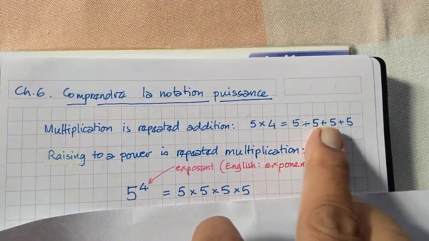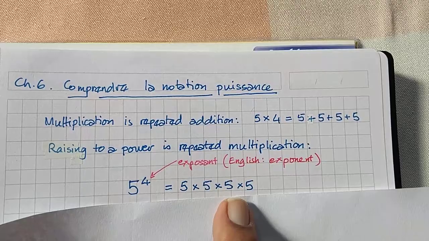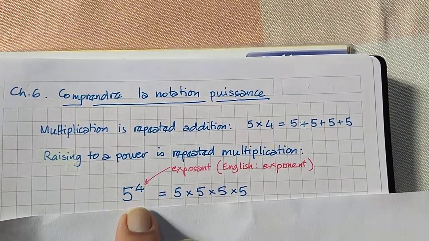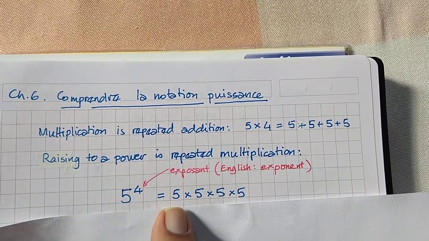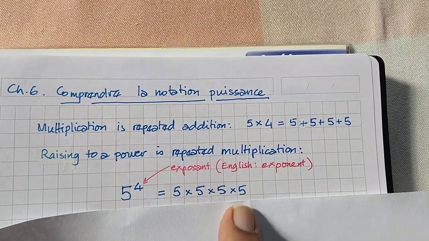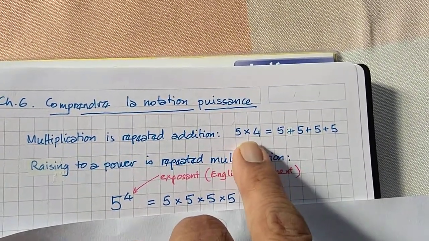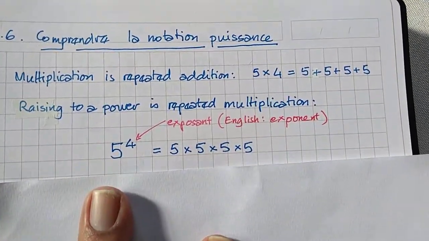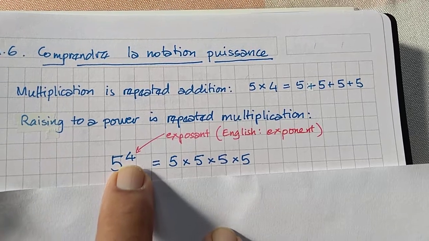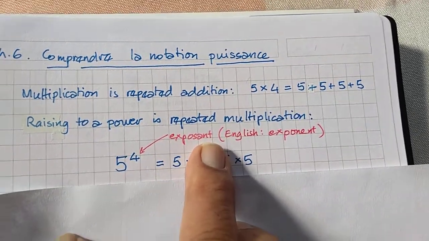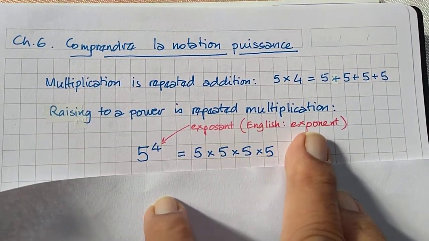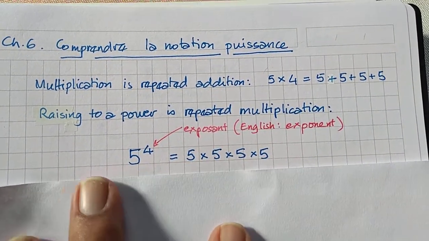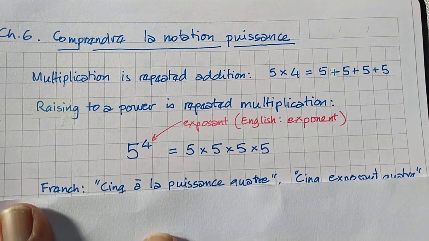Here it was plus plus plus, here it's into into into. So this is just a shorthand method, concise method of writing this. Just as this is a concise method of writing this. So, and this number up here, 4, is called exposant en français and exponent in English. We will use these terms quite a lot.